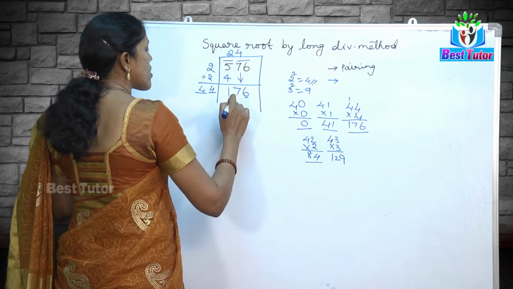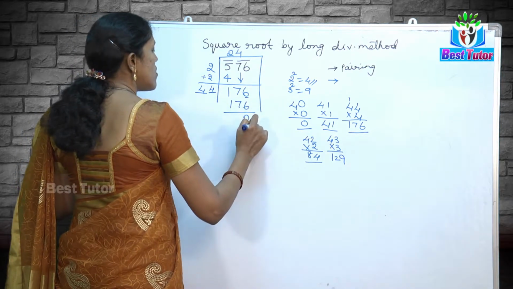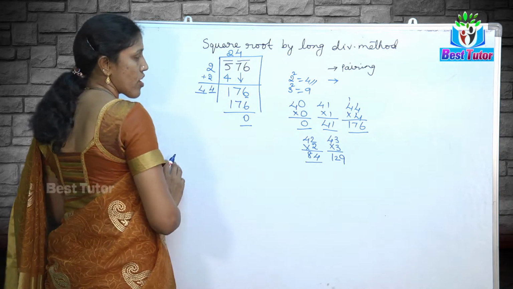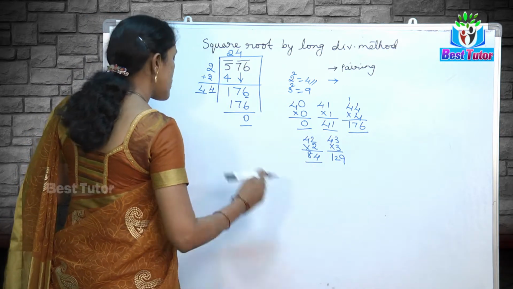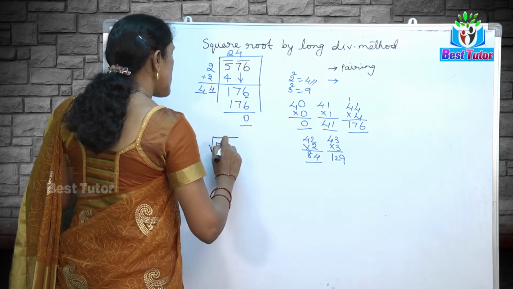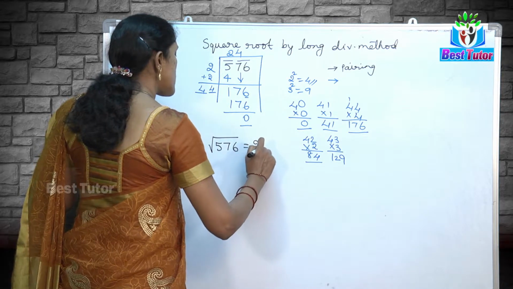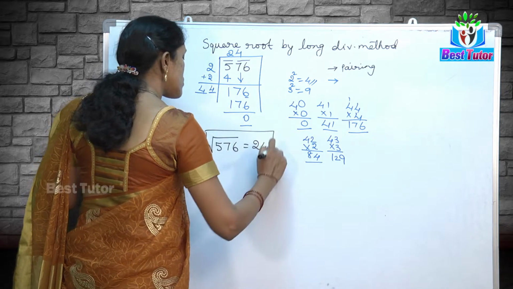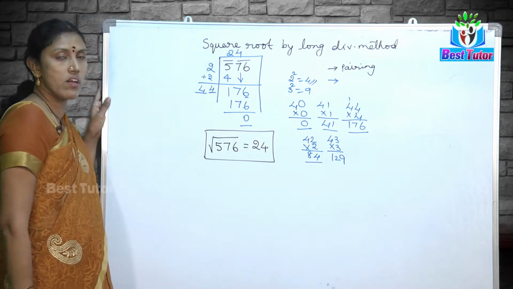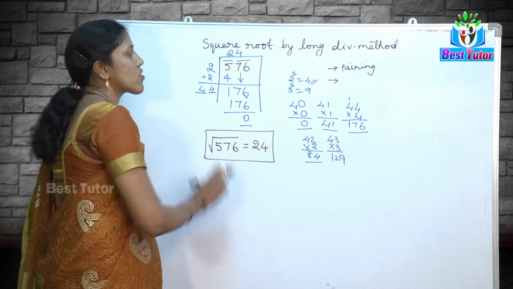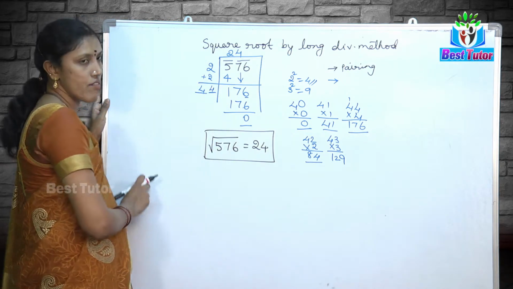44 into 4 is 176. So we have multiplied with 44. Hence the square root of 576 is going to be 24. This is the procedure of long division method. This is the way we find out the square root of the given number using long division method.